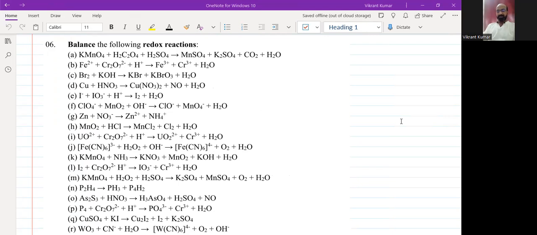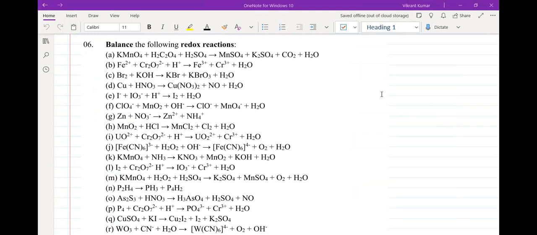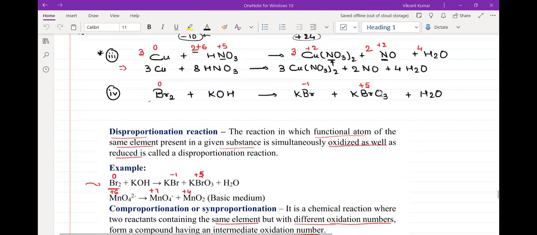Okay. So any reaction which you are not able to balance last class? Sir, haan ji, can you revise all the steps once again? Okay, I'll tell you. Simple 4 steps hai.